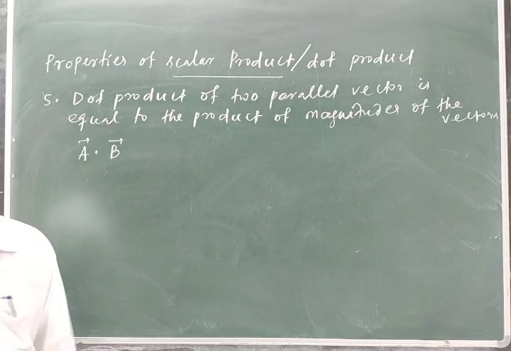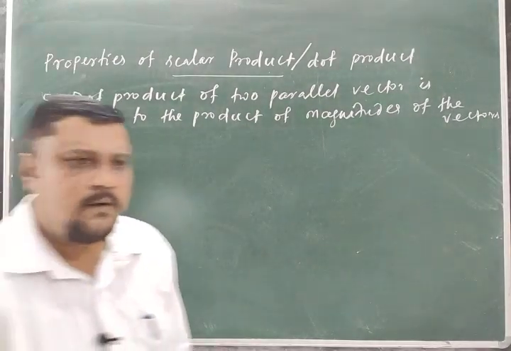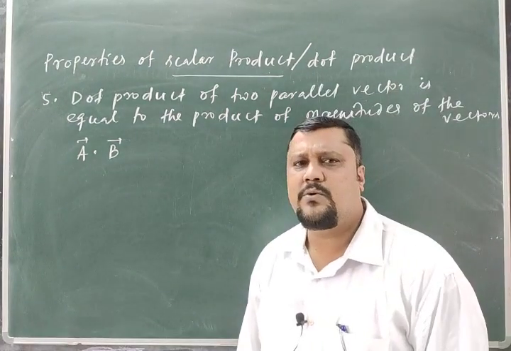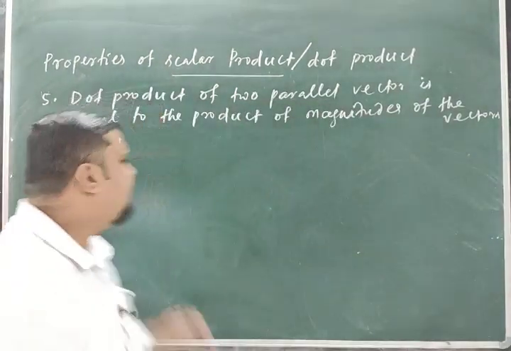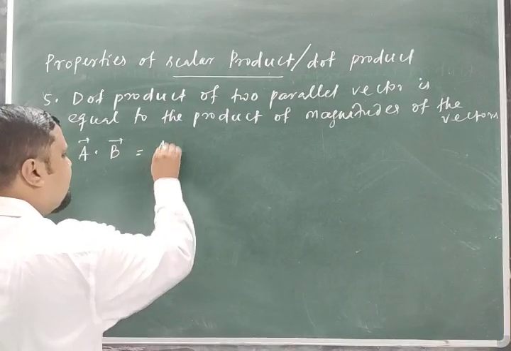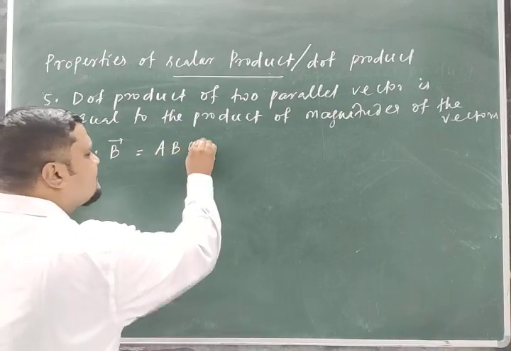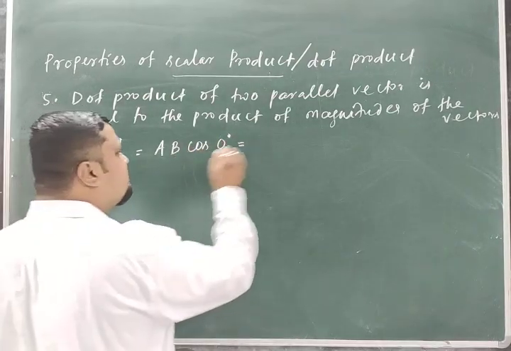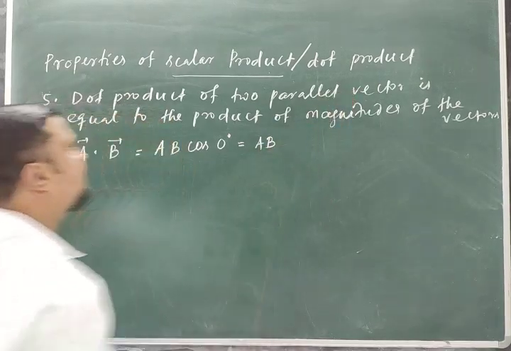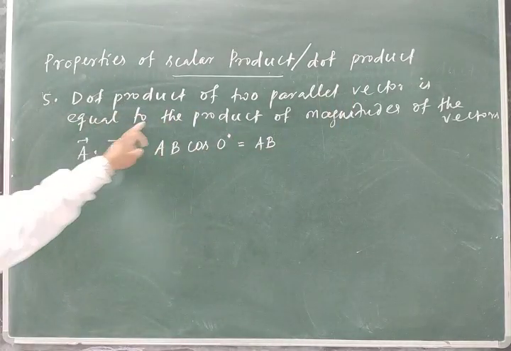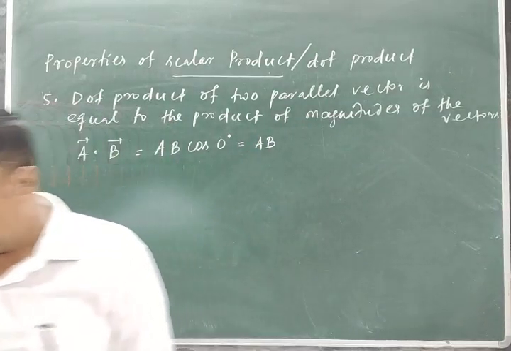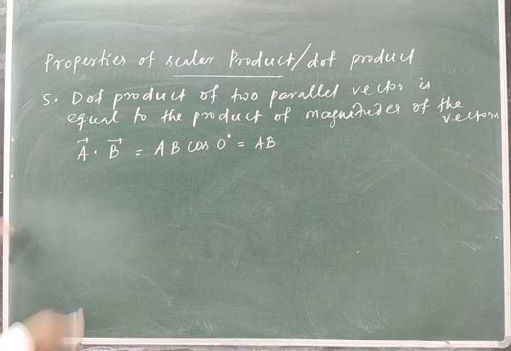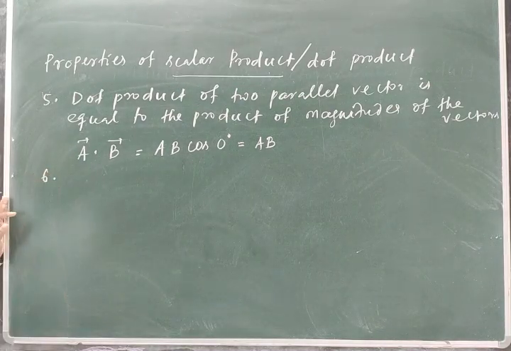So we already know that for parallel vectors the magnitude may or may not be the same, but they are in the same direction. The angle between two parallel vectors is 0. So A dot B is equal to magnitude of A times magnitude of B times cosine of the angle between them, which is 0. Cos 0 is 1, so this is AB. That I have written here. The dot product of two parallel vectors is equal to the product of the magnitudes of the vectors. Clear? Then next we will go for the sixth one.